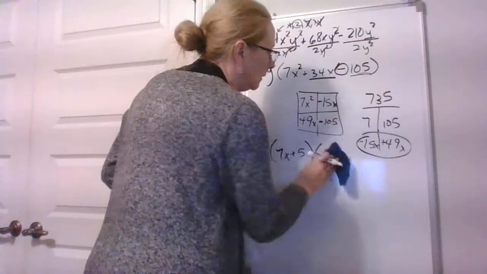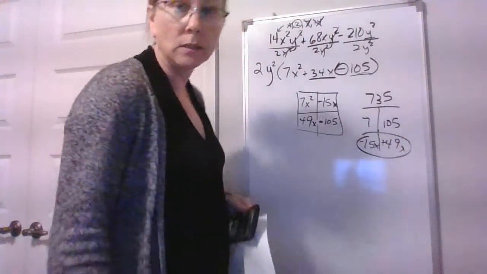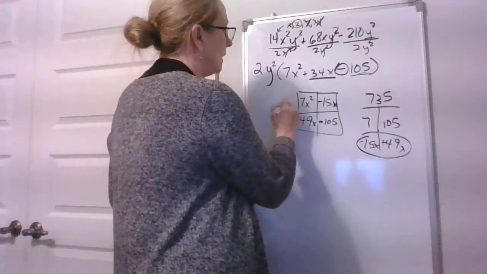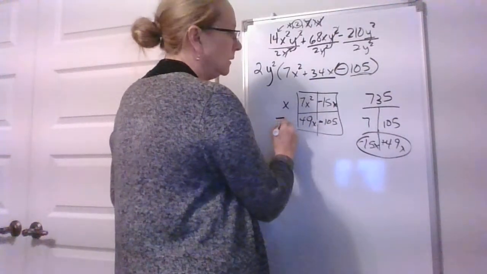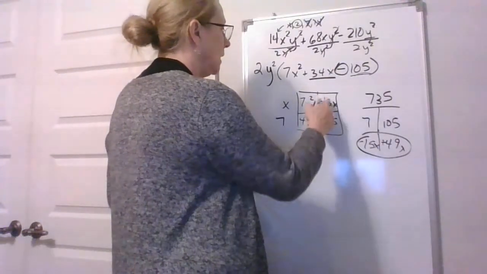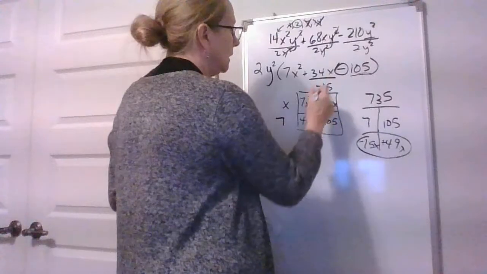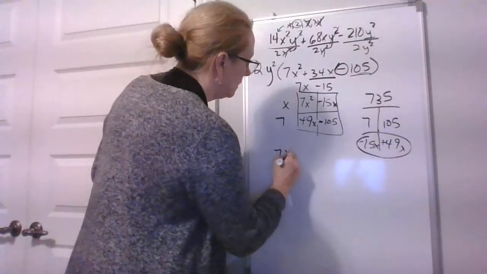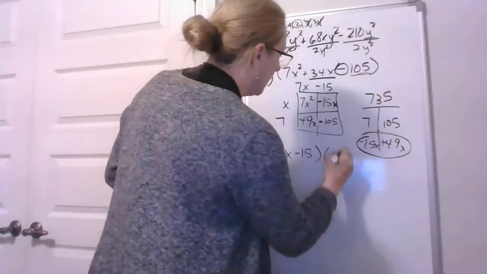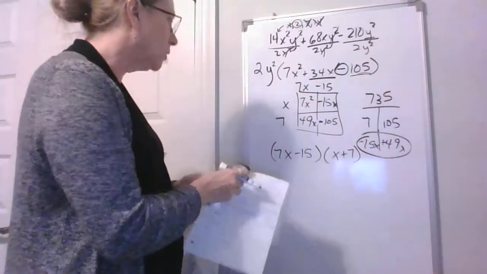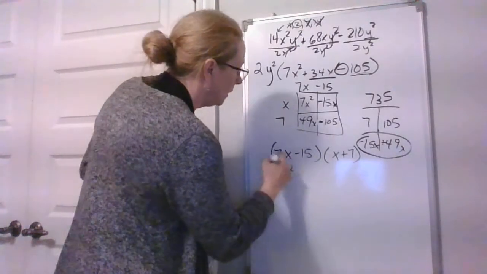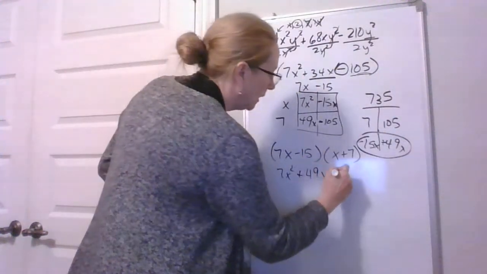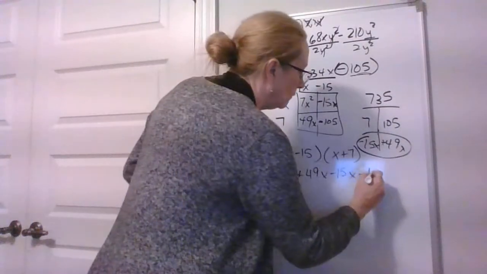So this is a really good example of how you still have to check your answer because all you need to do is put one thing in the wrong place. All right, so here, what do they have in common? Just x. Here, what do they have in common? The 7, that's positive. What do they have in common here? They have negative 15. And here, what do they have in common? 7x. So let's try 7x minus 15 and x plus 7. That's looking better. Outer 7x squared. Okay, first, now outer 49x, inner negative 15x, and last negative 105.